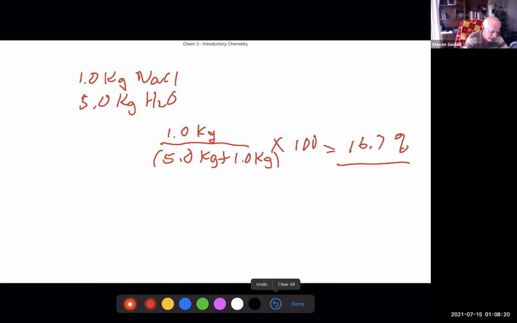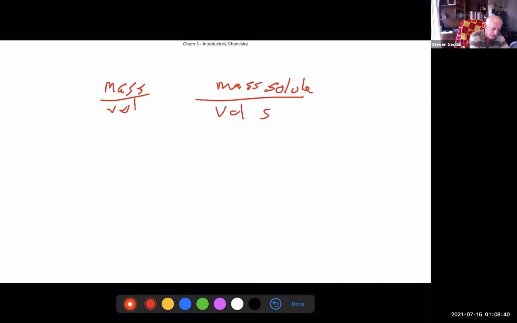All right. You can also do one other variation, which is done in nursing. We use it with the IV solution. It's mass volume percent. The only place we use these is with IV solutions. And that is your mass of your solute divided by the volume of your solution, and then times 100.